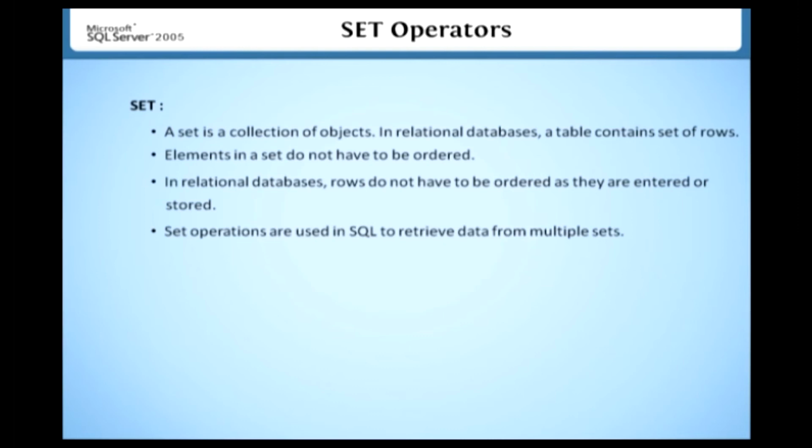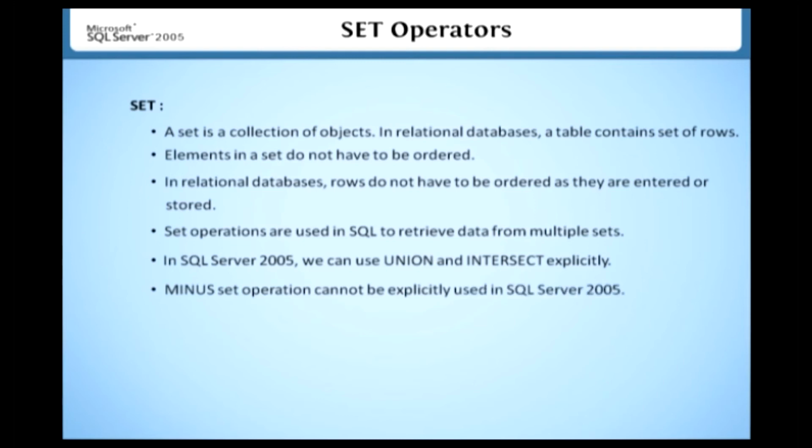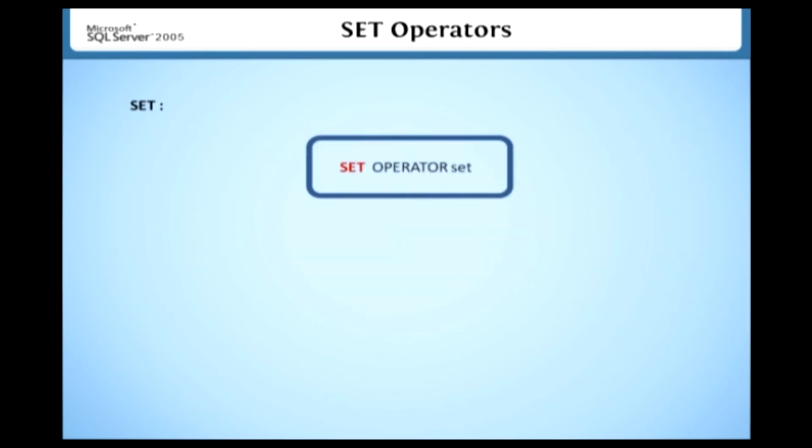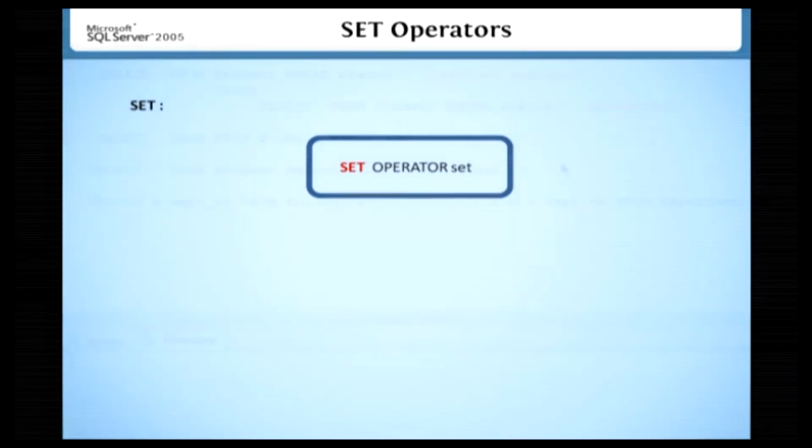Let's see different types briefly. In SQL Server 2005, we can use union and intersect explicitly because the minus set operation cannot be used explicitly in SQL Server 2005. The minus operation is performed by using the in predicate and its negation, not in. Let's see the general format of a set statement. Set, operator, set. Here, operator is a union, intersect, or minus, and set is defined by a select.